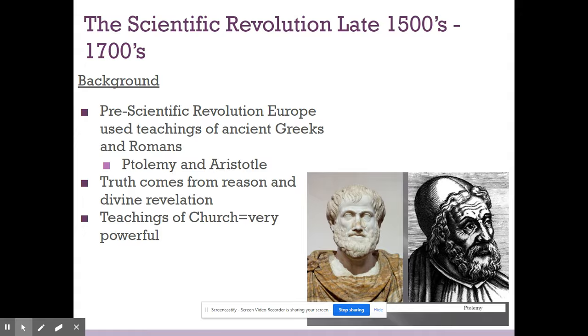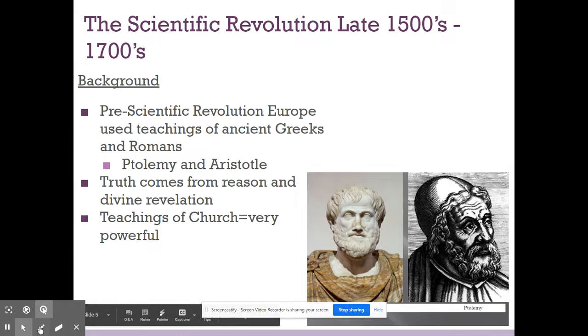This is partly because they just didn't have the tools that we have, but they also hadn't thought of the ideas that we're going to see in later slides. The teachings of the church are extremely powerful. And when I say the church, there is a specific church. It is the Catholic Church.